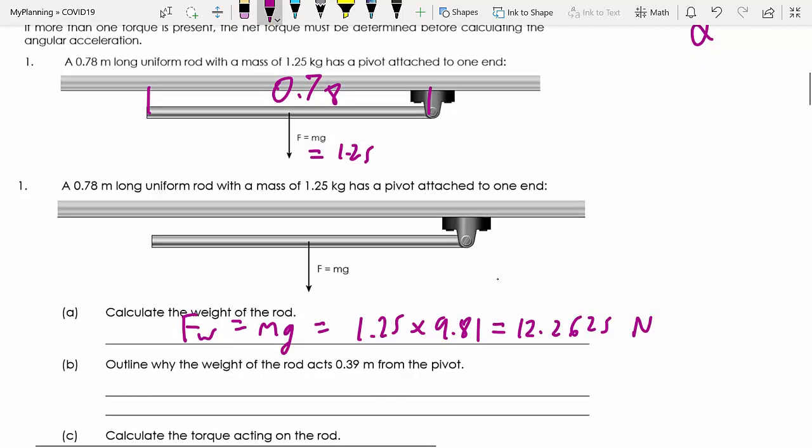Outline why the weight of the rod acts in the middle. The reason it acts in the middle is because that's where the center of mass is, because we're assuming that it is a uniform rod.